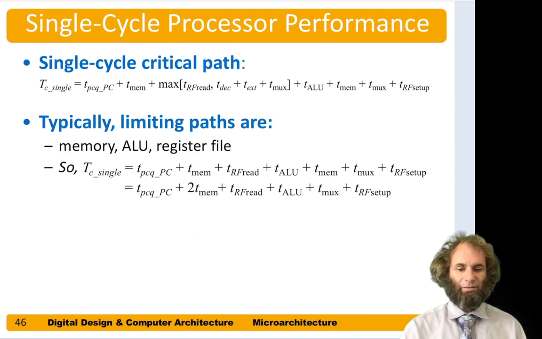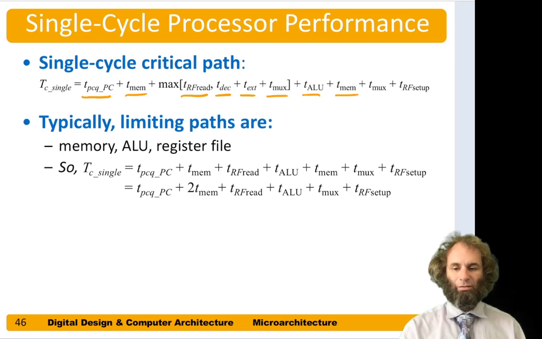So the critical path of the single cycle processor is the time through the program counter plus the time to access the instruction memory, plus the longer of the two of either reading from the register file or decoding the instruction, sign extending, and going through the source B mux. Then we have the time for the ALU, the time for loading from the data memory, the time for the result multiplexer, and the time to set up the register file.